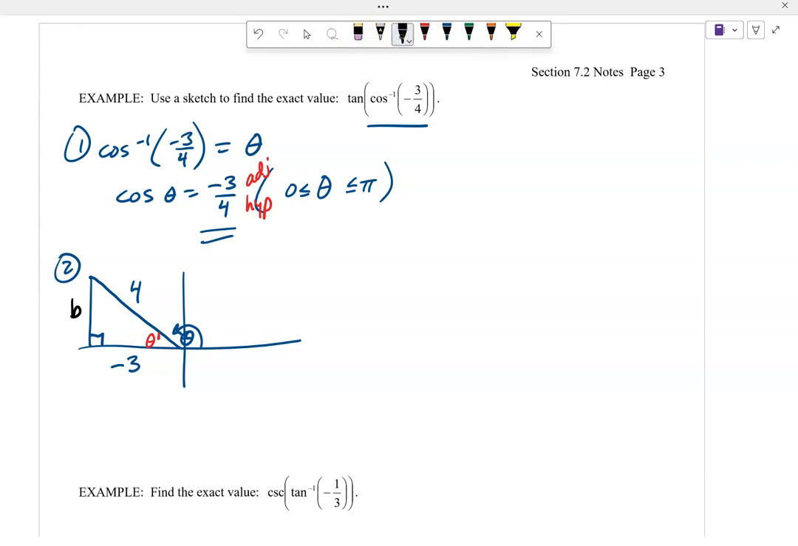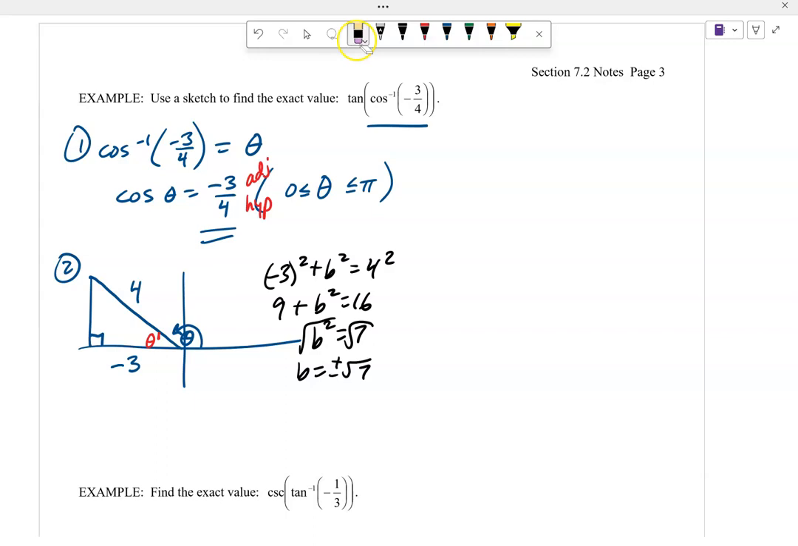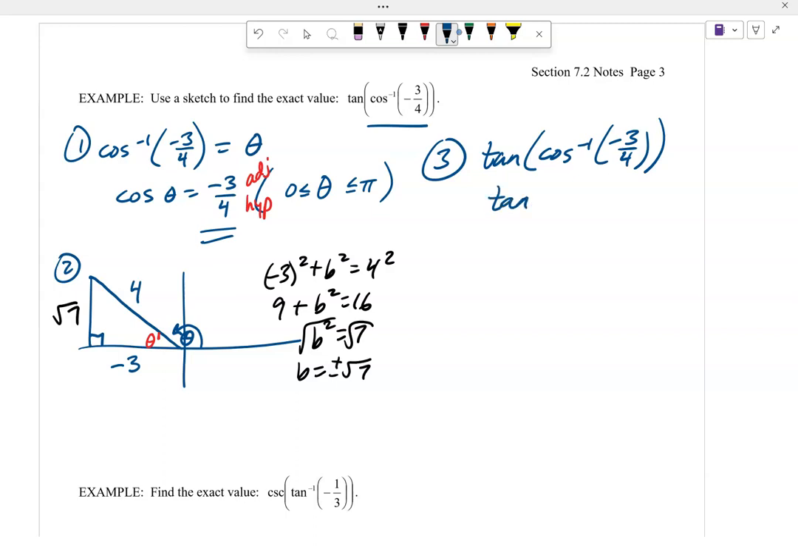Let's go ahead and solve for b. I've got a squared plus b squared equals c squared. So b squared equals 7. So b equals plus or minus root 7. We'll fill that in with root 7. And now we've got it all set up, so we can do step 3. Tangent of the arc cosine -3/4. Remember, we called that theta. So we're finding the tangent of theta.